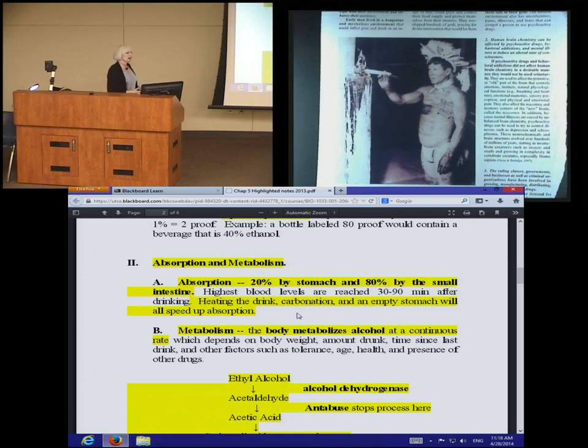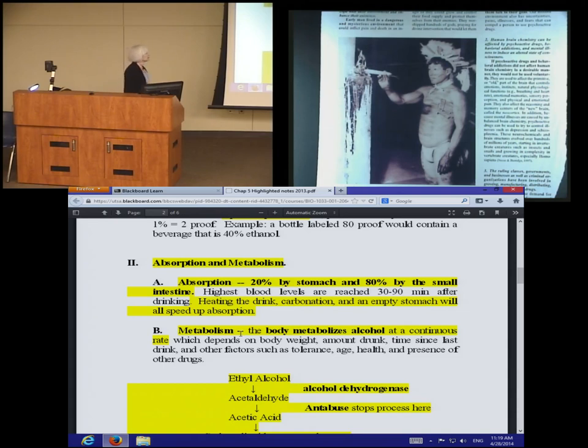So how could you speed up what happens? If you're heating a drink, like a hot toddy on an empty stomach, heat speeds up the absorption of alcohol. Empty stomach speeds up the absorption of alcohol. Carbonation can stimulate the stomach and get it to dump faster into the intestines. So there are ways for you to slow down your absorption if you don't want to get intoxicated too fast.